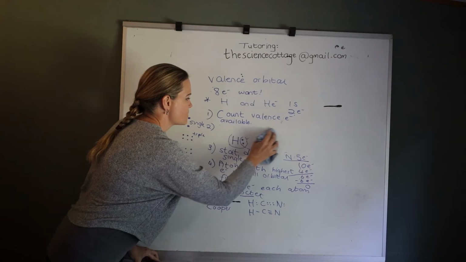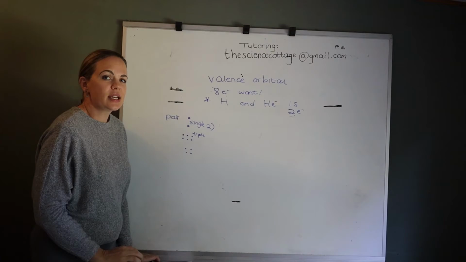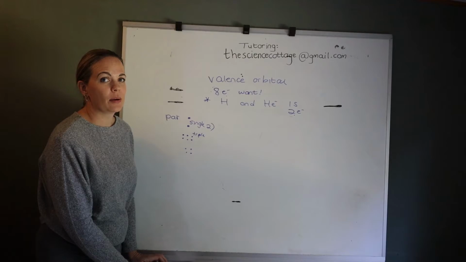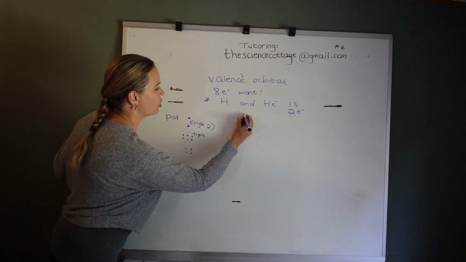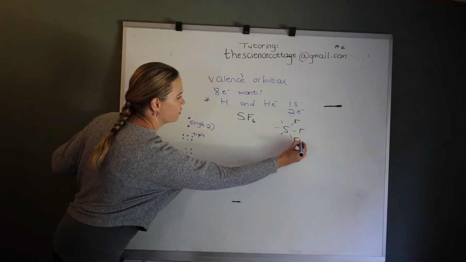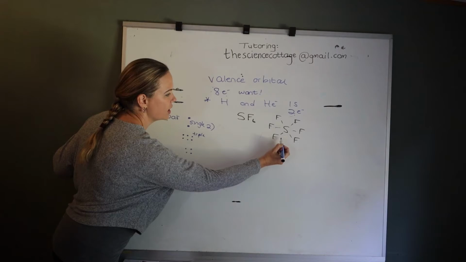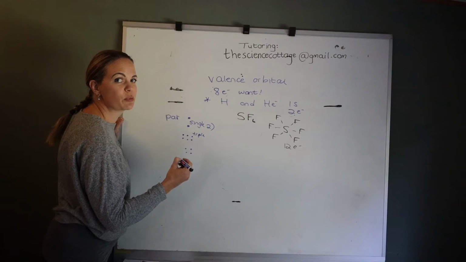Just going to make some space. Use these steps again. These steps will work for 99% of covalent bonding. There are exceptions that you need to know. For example, sulfur hexafluoride. That's where sulfur undergoes 6 bonds with fluorine atoms. So if you add them up, one bond is 2 electrons. In other words, there are 12 electrons in the valence orbital. That's called an expanded octet. Boron trifluoride.